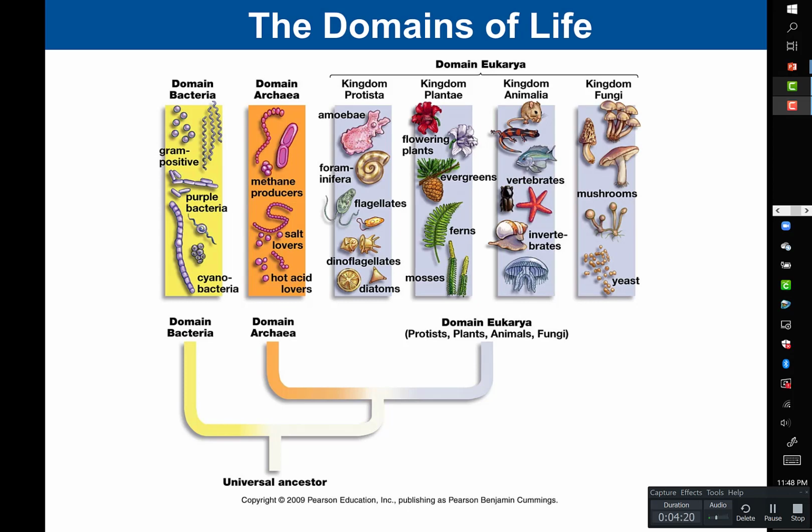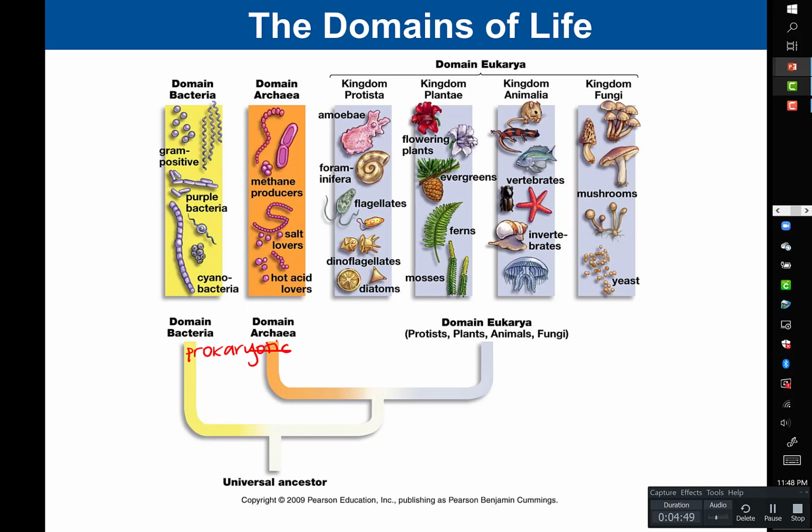Now, when we look at domain Bacteria and Archaea, one of the things that they have in common is that they both are prokaryotic cells. What that means is that those are both organisms that are unicellular. They exist as one single cell, and that cell lacks a membrane-bound nucleus. That's what makes them prokaryotic.